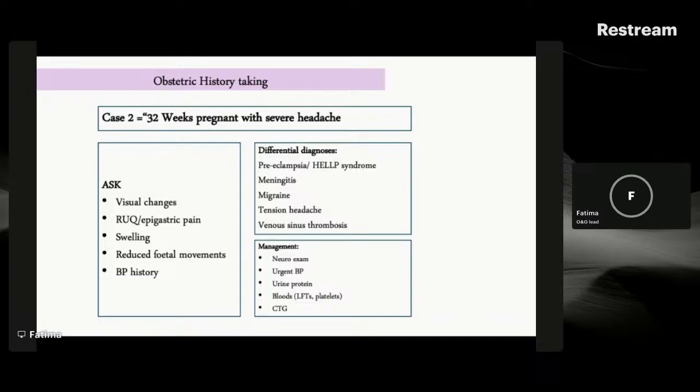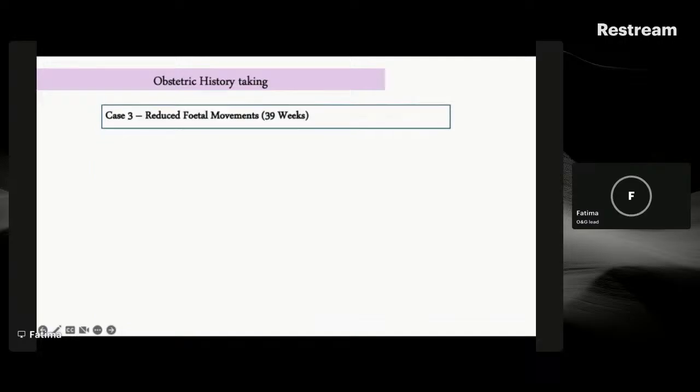You arrange further tests, further maternal blood tests like LFTs and platelets, because you're looking to assess HELLP syndrome, and then any further to that would be fetal monitoring as well to make sure that the baby is okay.